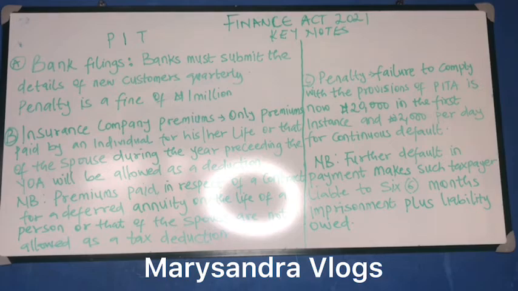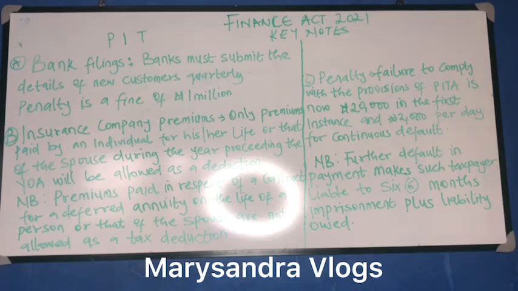Now, the first thing is bank filings. As you see in A above, it says banks must submit the details of new customers quarterly, and a penalty for such failure is 1 million naira. The act also gives the power to a senior manager or a grade level 14 to request for information from persons for the purpose of obtaining full information regarding their income or gain. A default of any bank will be subject to a penalty of 1 million naira for each return or information not provided or incorrect information provided, according to section 47 subsection 3.